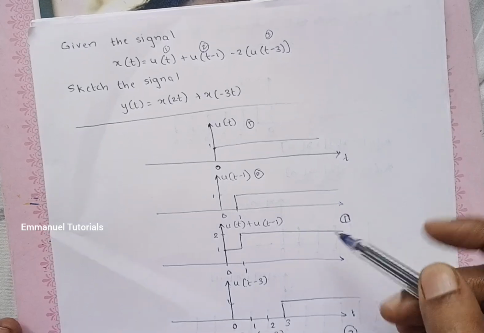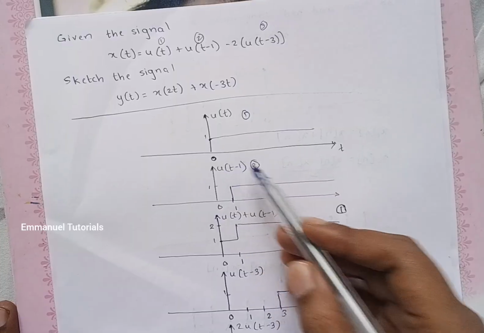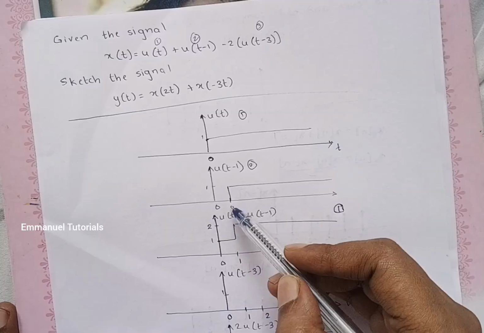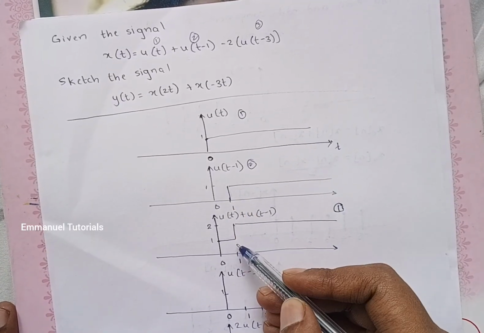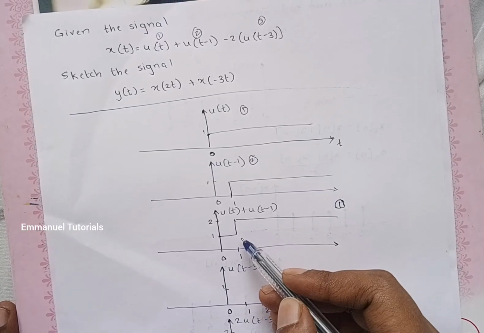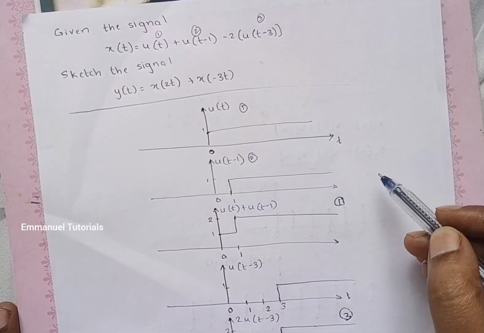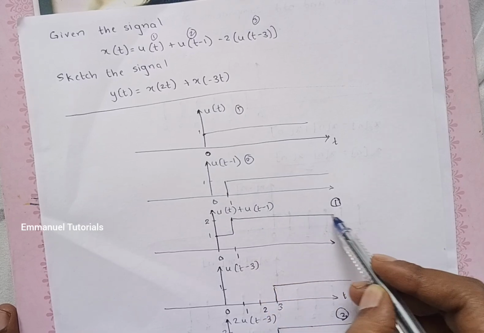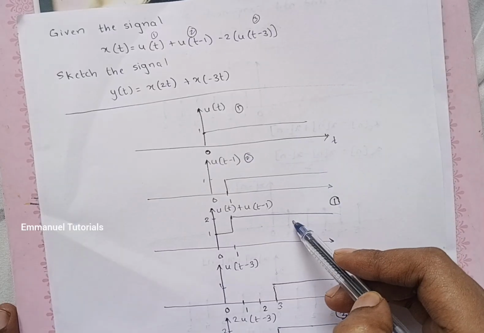So in between, what I've done is I have added the first and the second part so that it becomes easier. When we add the first and second signal, from 0 to 1, the first signal's amplitude is 1, the second signal's amplitude is 0, and it goes up to 1 at 1. So from 0 to 1, our resultant signal's amplitude is going to be 1. At 1 it rises up to 2, and from 1 to infinity both signals' amplitude is 1. So 1 plus 1 will be 2. So our resultant signal's amplitude is also 2.